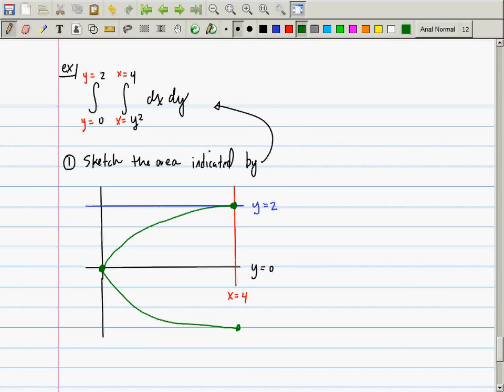So. We sketched all the limits, right? We sketched y is 0, y is 2. We sketched x is 4 and x is y squared. What are we talking about? What area is being referred to?